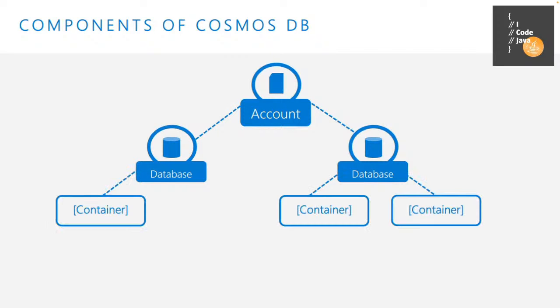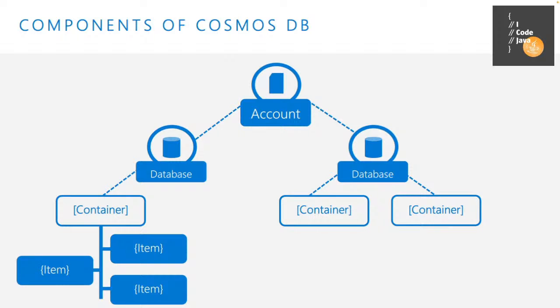And then you get the container. The container is kind of like a table, if you will. Obviously, this is the NoSQL world, so we don't have tables per se. And then within those containers, we have items. And something important to remember with items is that we've also got this idea of partition. This is how we horizontally scale data.